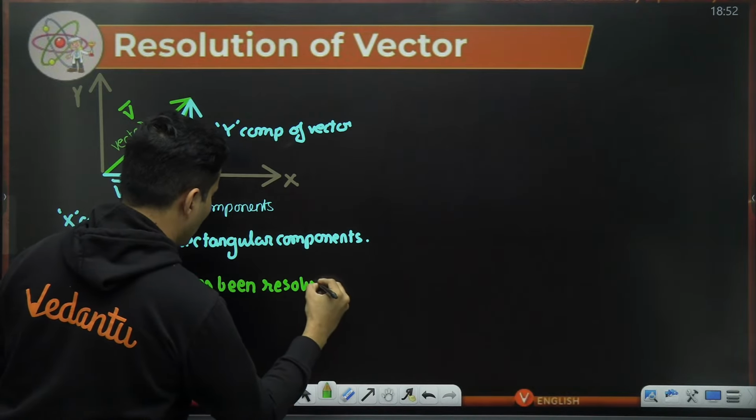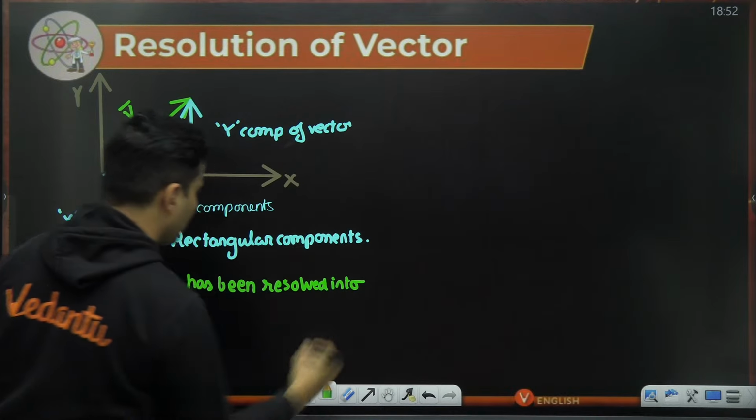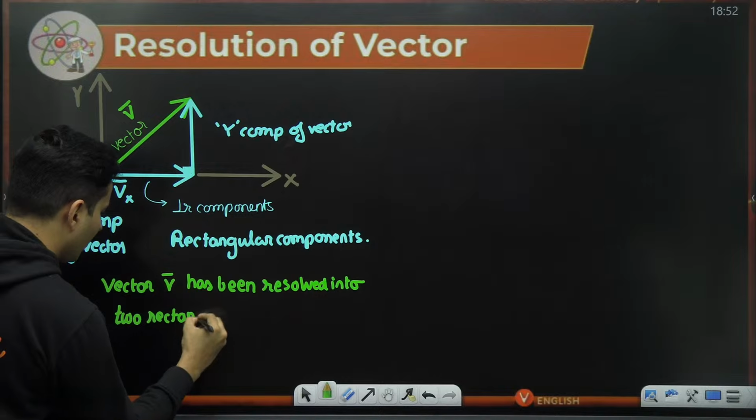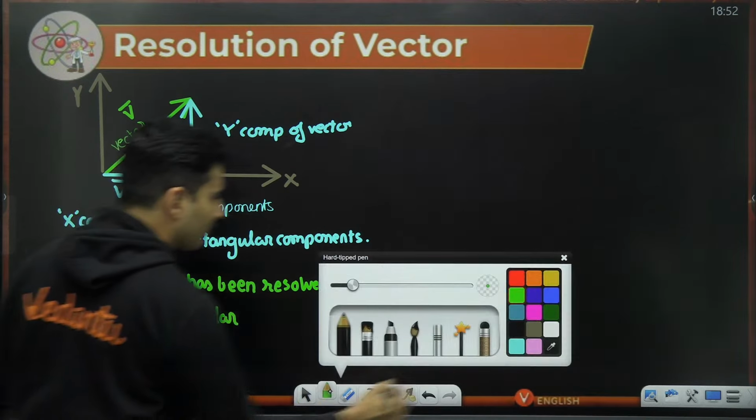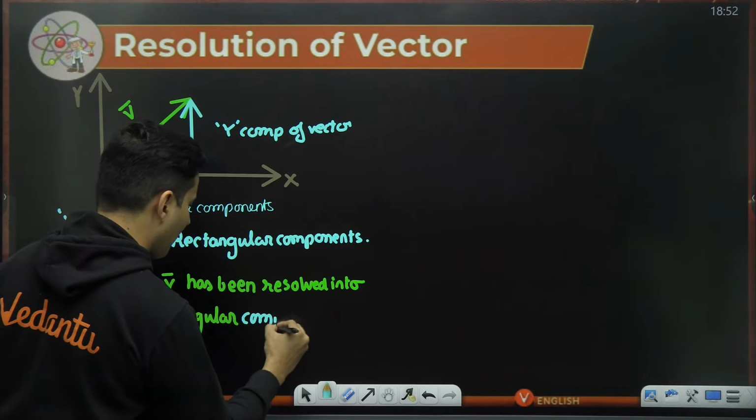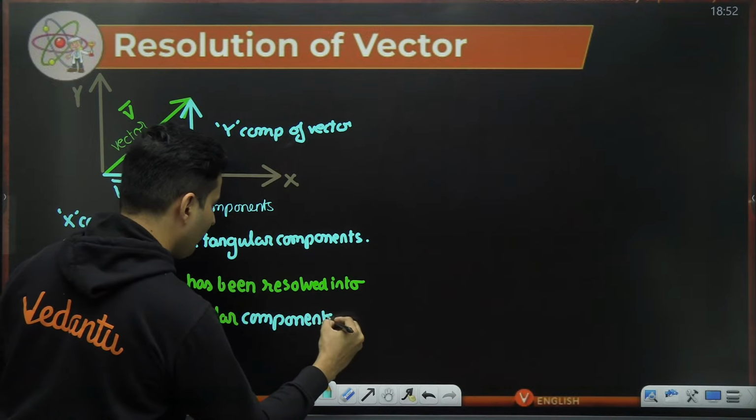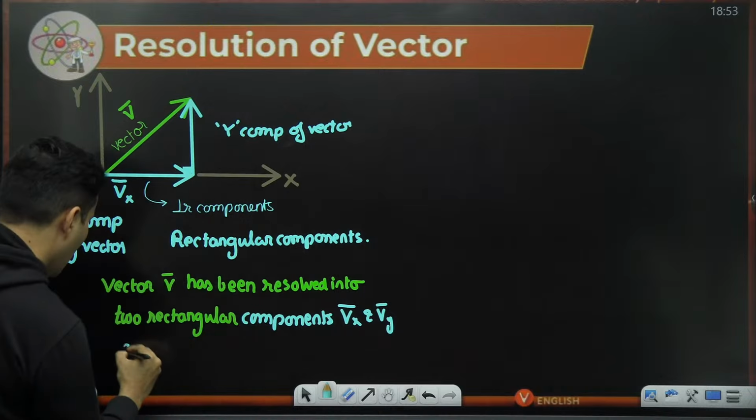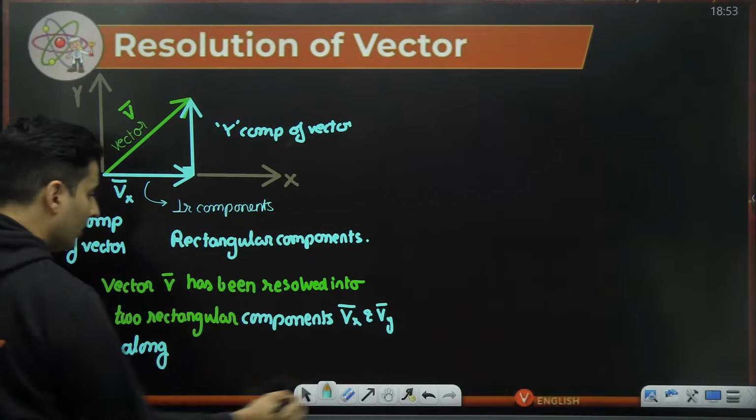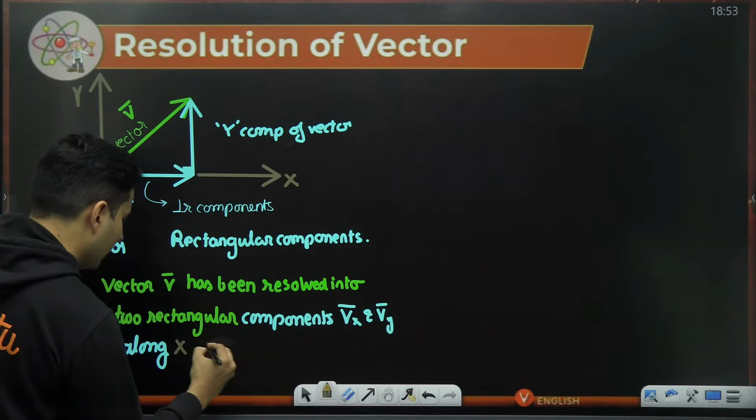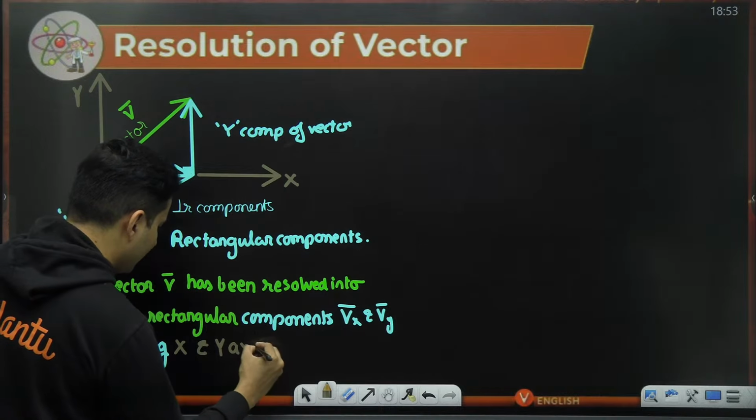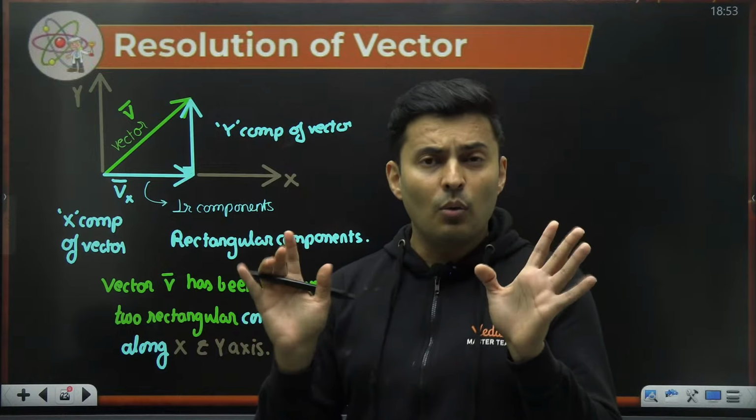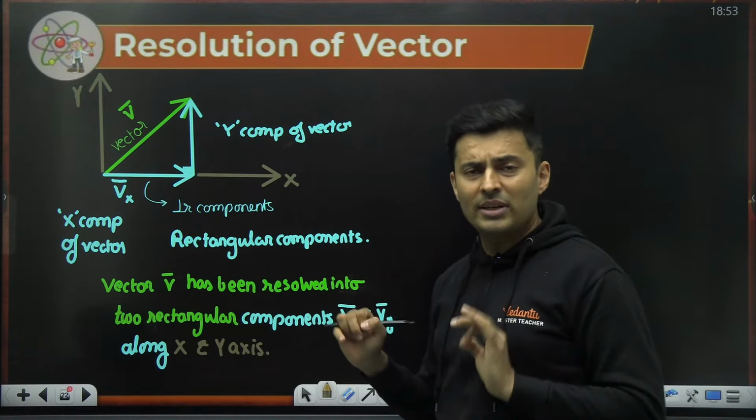So now I can say that our vector v bar has been resolved into two rectangular components, Vx bar and Vy bar, along the x and the y axis. So I found the x component and the y component which are separately along the individual axis.